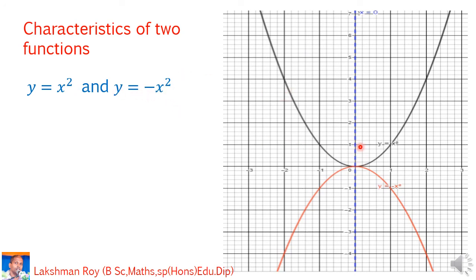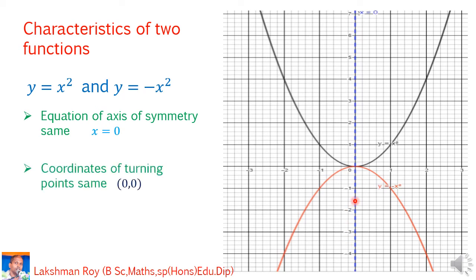You can see that for both graphs the equation of axis of symmetry is the same. What is the equation of axis of symmetry? The line x equals 0. That is one characteristic of the two functions. Then another characteristic: what is the coordinate of the turning point? Here is the turning point of both graphs, so the coordinate of the turning point is the same, that is (0, 0). That is another property.